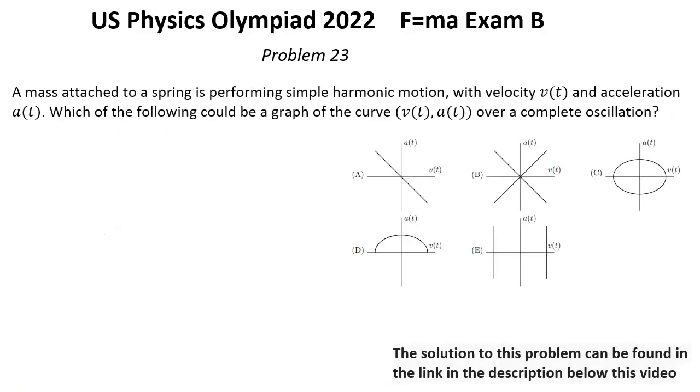Problem number 23. A mass attached to a spring is performing simple harmonic motion with velocity v as a function of t and acceleration a as a function of t. Which of the following could be a graph of the curve a as a function of v over a complete oscillation?